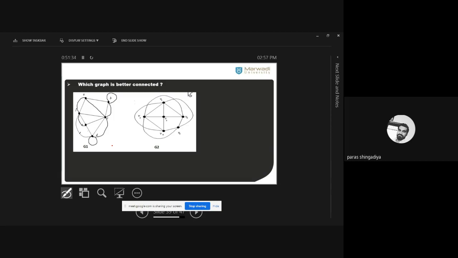So which will be the better connected graph? And how can we check which graph is better connected? By using the connectivity. Find the connectivity for both graphs, and the graph which has more connectivity is known as the better connected graph. So check it and find edge connectivity and vertex connectivity for both graphs, and then compare which graph is better connected.